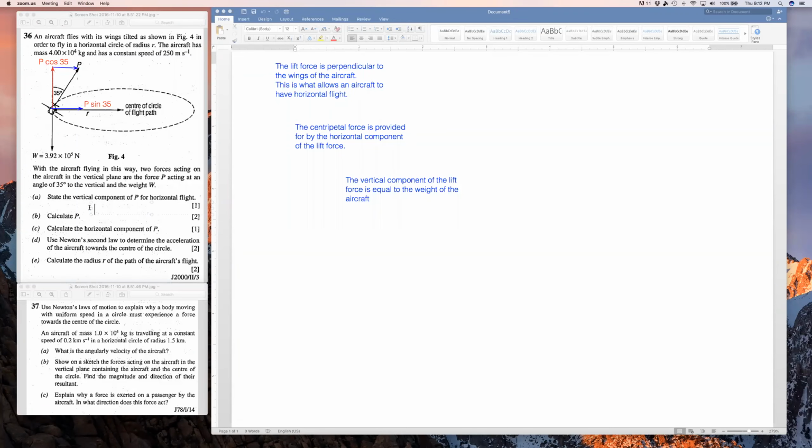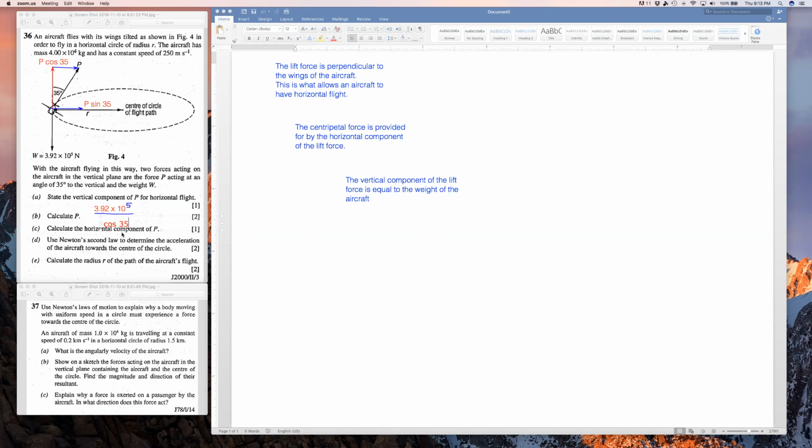It's going to be 3.92 by 10 to the 5. Since I can't put exponents here, I will have to do the exponents with this little 2 here by 10 to the 5, over the cos of 35. And that's pretty much it. You just run the calculation, you get to it.